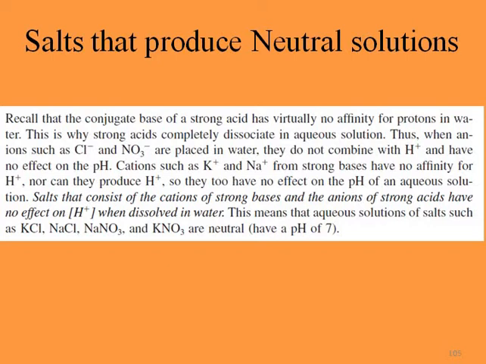This means that aqueous solutions of salts such as KCl, NaCl, NaNO3, and KNO3 are completely neutral and the pH is 7. So they don't behave acidic, they don't behave basic, and they are completely neutral.